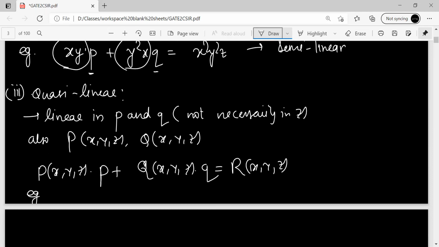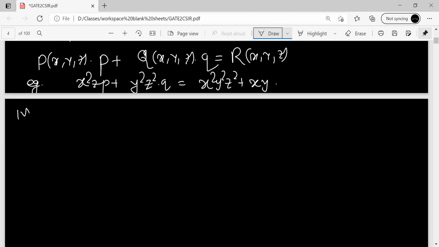So let's take a simple example to understand this. I can have x square z p plus y square z square q equal to x square y square z square plus x y, anything. This will be basically like quasi-linear. So this is the third type.